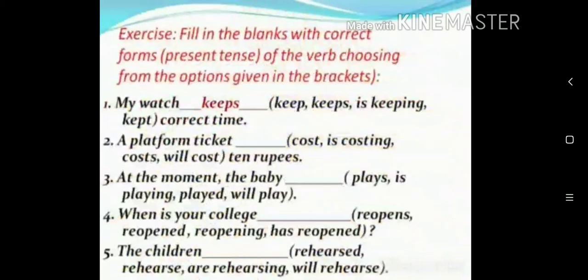Now, there is an exercise. Fill in the blanks with correct forms of the verb choosing from the options given in the brackets. The first one is done for you. My watch blank, to be filled with keep, keeps, is keeping, kept, correct time. As you know that this is the simple present tense, that's why keeps has been used after the singular noun. My watch keeps. There are 4 more. You can do it yourself. Take some time.